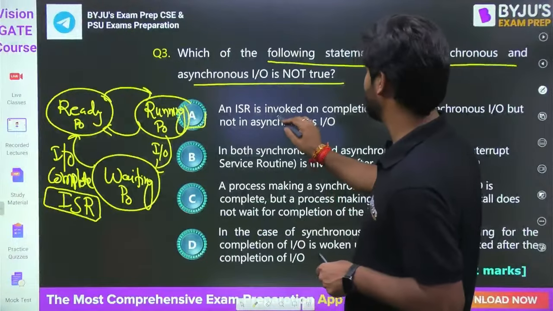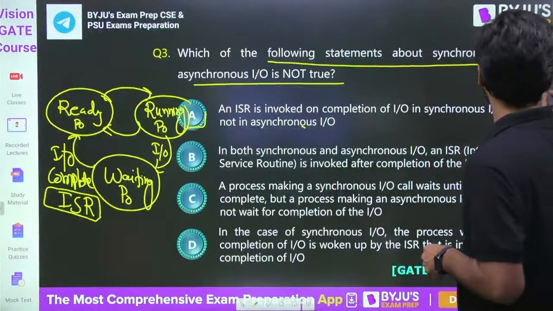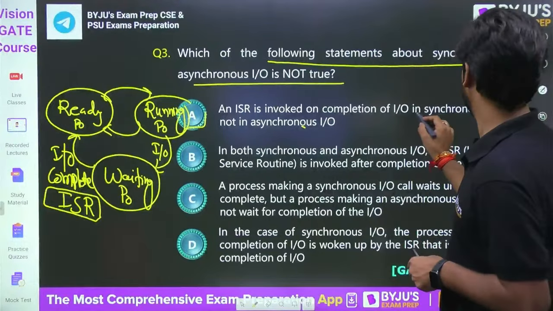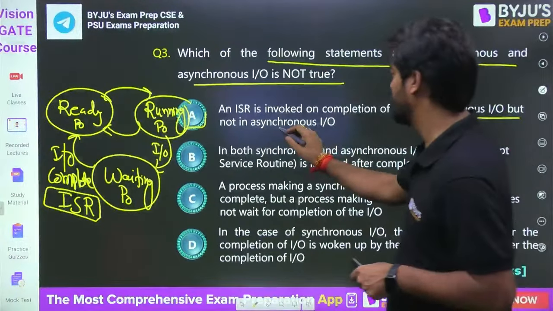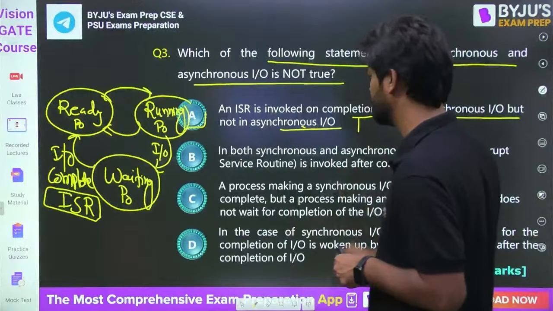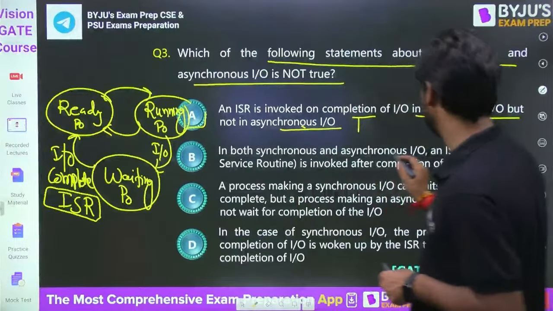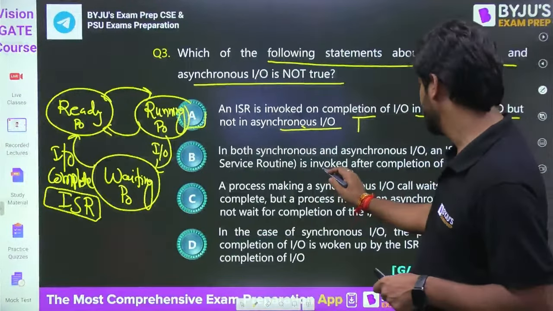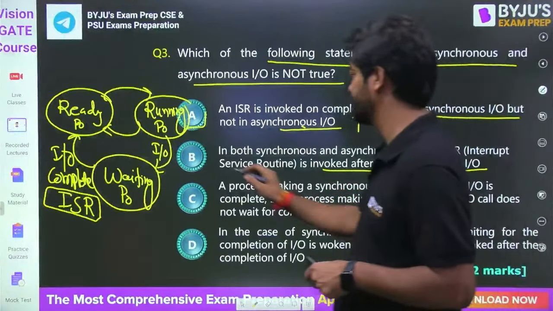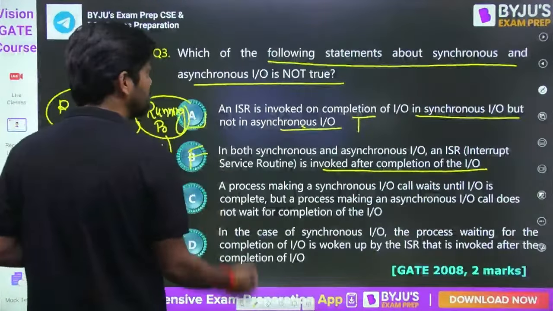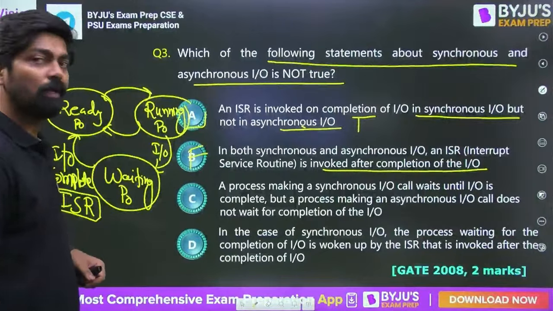So, an ISR is invoked on the completion of IO in synchronous IO, but not in asynchronous IO. This is true. In both synchronous and asynchronous IO, an ISR is invoked after the completion of the IO. No, this is false. I think B is the answer. Fine, B is the answer.